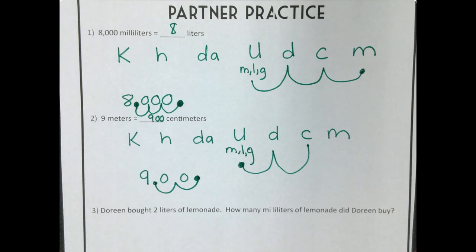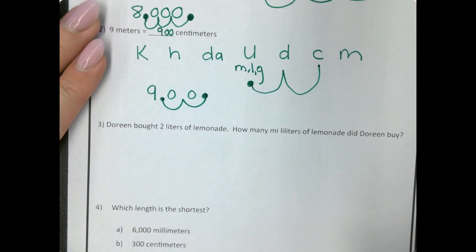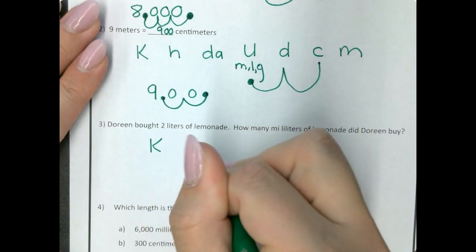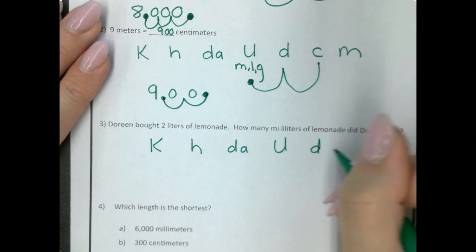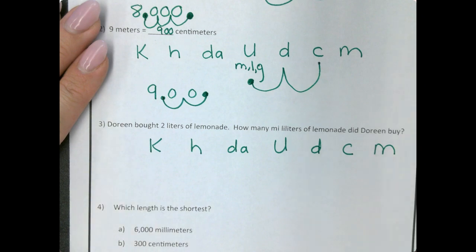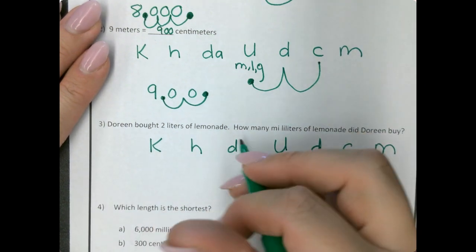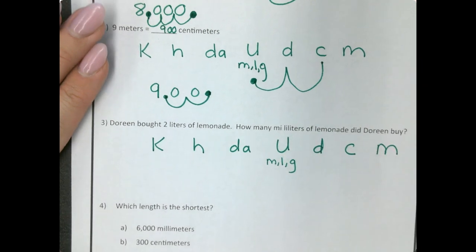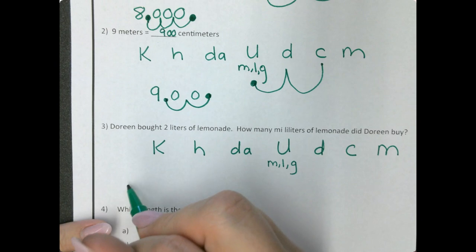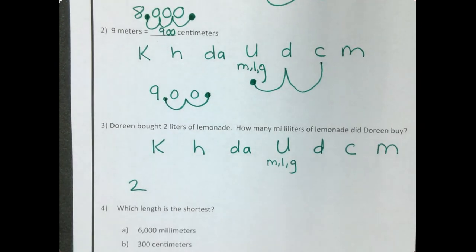Doreen bought 2 liters of lemonade. How many milliliters of lemonade did Doreen buy? So let's write our King Henry. King Henry died unusually drinking chocolate milk. Our U stands for meters, liters, grams. So we have 2 liters. Where's our decimal in the 2? Behind it.